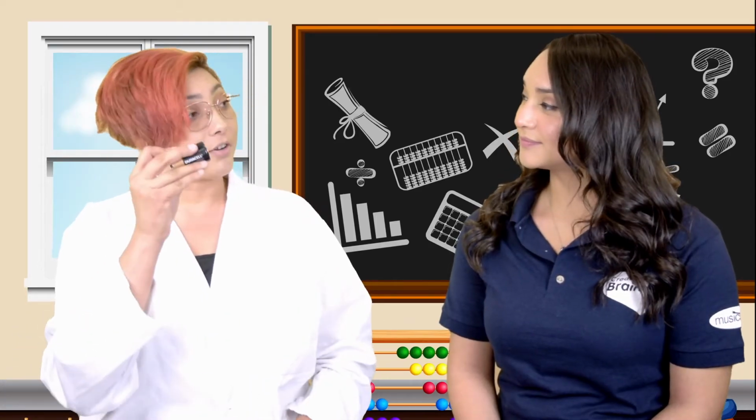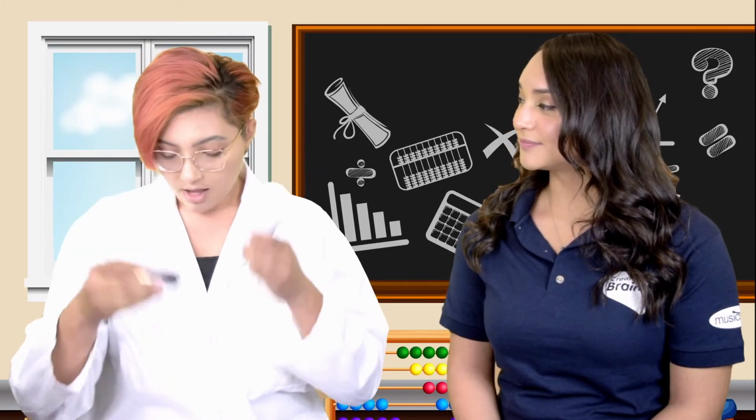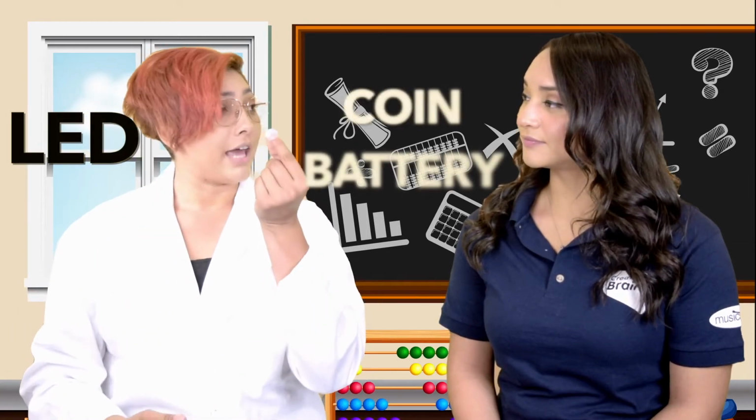Well, electricity flows through something called a circuit, which is a path along where electric current can flow. For instance, we can take a battery flowing through a light bulb. For this experiment, I'm going to be using an LED and a coin battery.